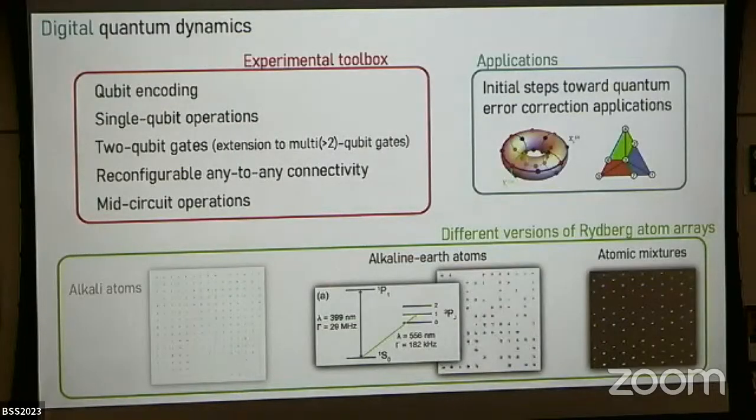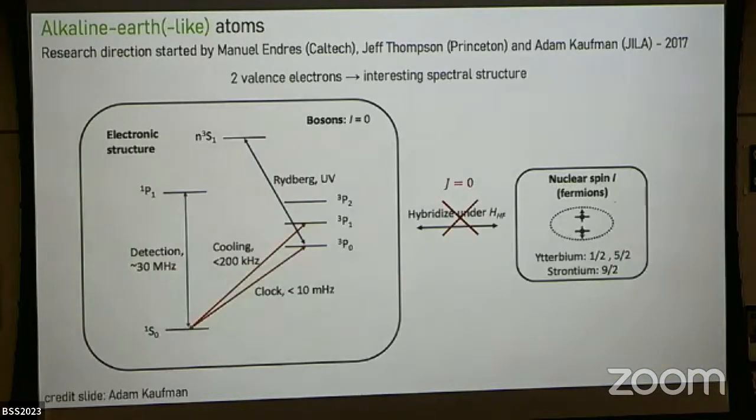So I want to show you a few recent results that have been implemented with alkaline earth atoms and atomic mixtures, because these two different kinds of experiments actually add some new tools to this toolbox that I just talked about, where you can see how there are some features that are really convenient and that you can use.